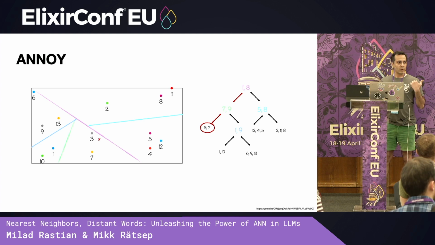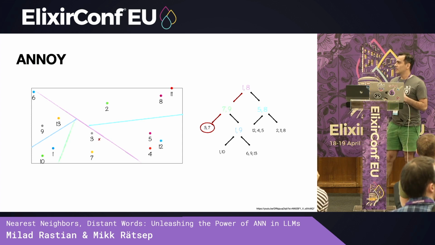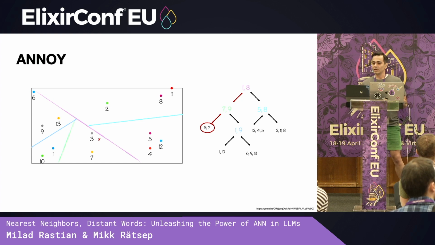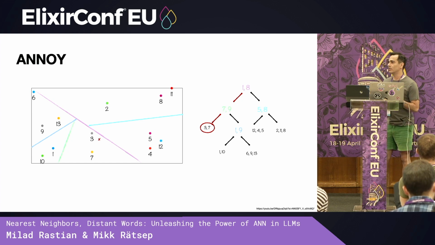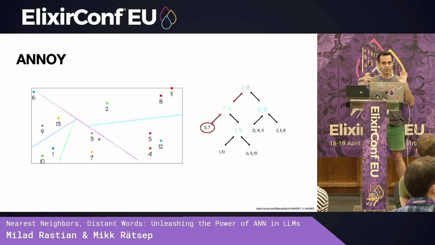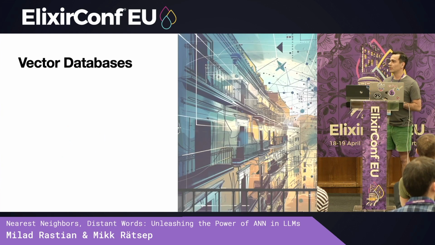You might ask, what if the cross was a bit to the right, and then we would have found 5, 12, and 4? You're right. However, the promise of ANN is that given a massive amount of data, it's much faster to do lookups, and at the end you will get really pretty good results with some level of mistakes. Now I just shared this to give you an idea of how it works, but in practice we are not going to use this, at least in this talk. We are going to use vector databases.